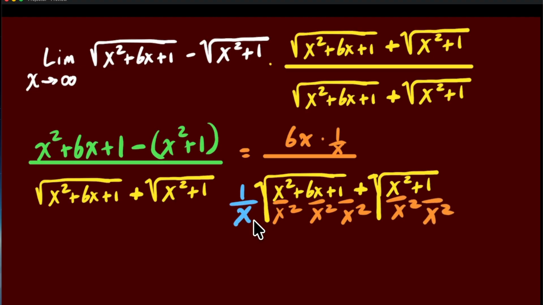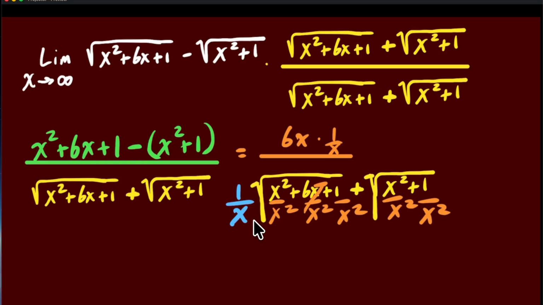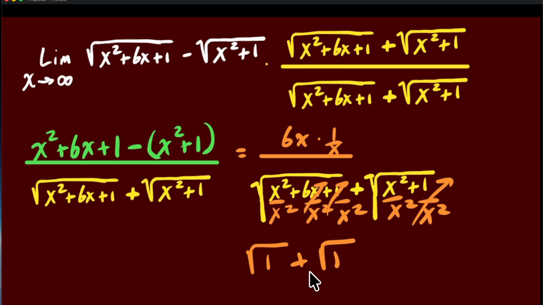Okay. What happens is these go to 0 because that x squared blows up that denominator. Let's take away that 1 over x because we brought it in. So now, folks, we're left with, in the denominator, square root of 1 (x squared over x squared is 1) plus square root of 1.